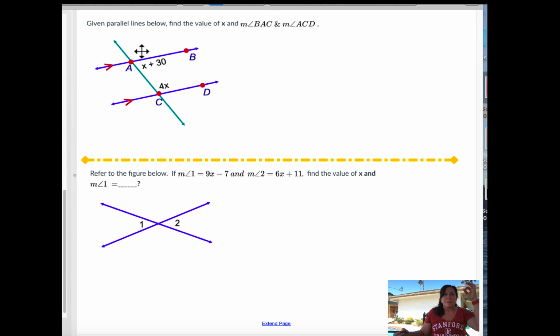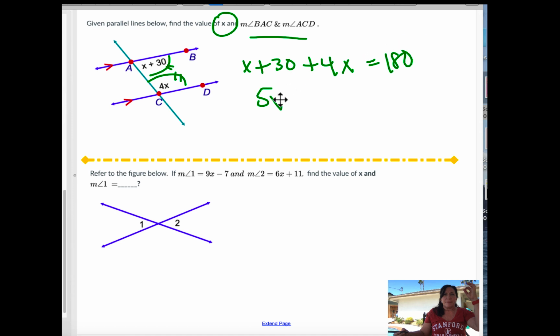The next problem says, given these two parallel lines, find the value of x and all these angles. Okay, so first let's find x. What we know is that we have two parallel lines cut by a transversal, and therefore these angles inside are not congruent because they're both on the same side and inside. So that means that they're supplementary. So you're going to go x plus 30 plus 4x equals 180. So that's going to be 5x plus 30 equals 180. 5x equals 150, right? Subtract 30 from both sides, and then x equals 30.